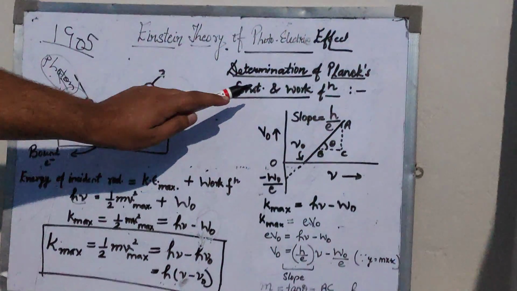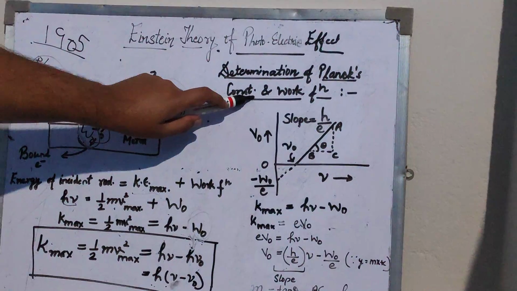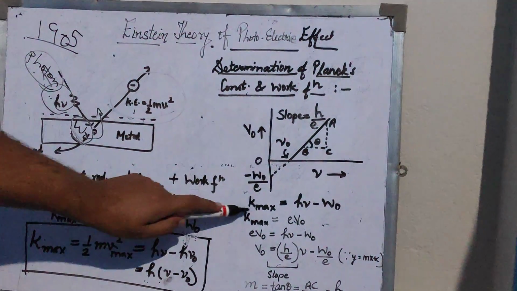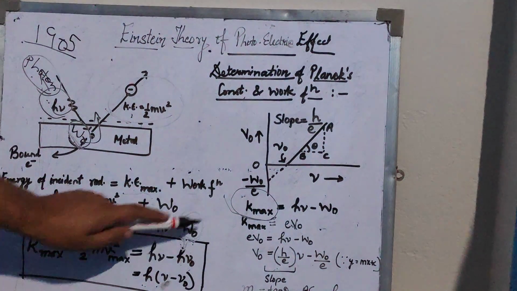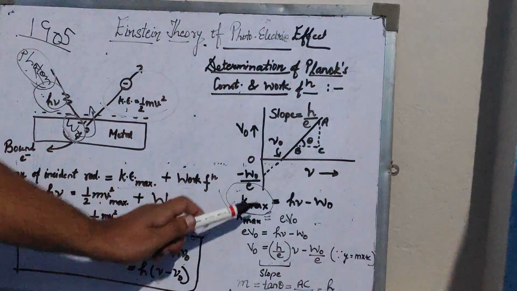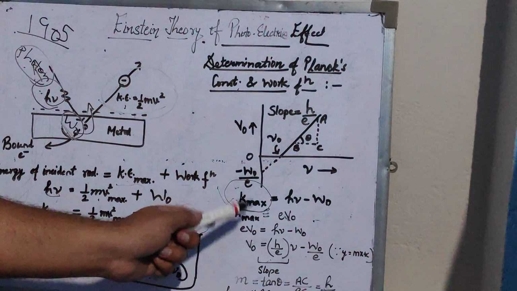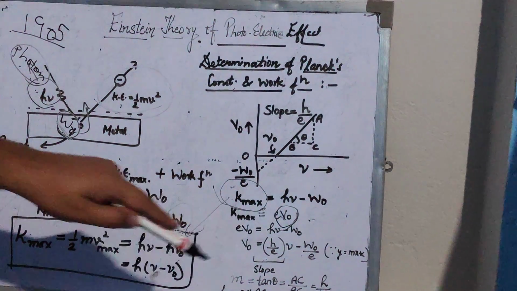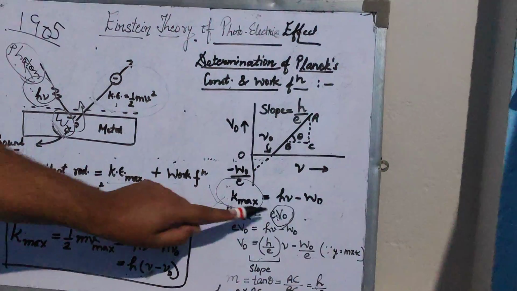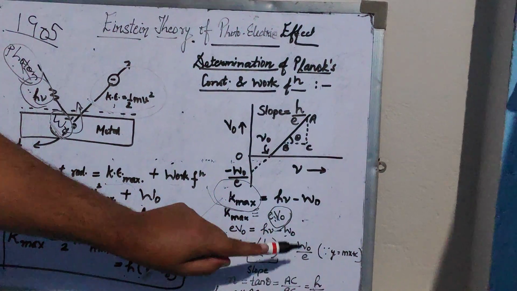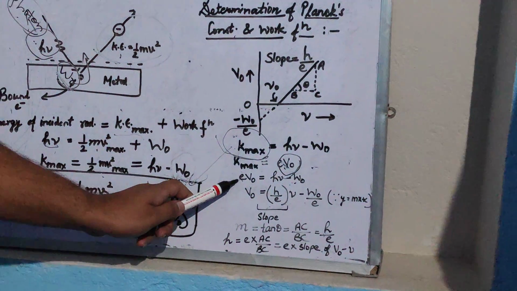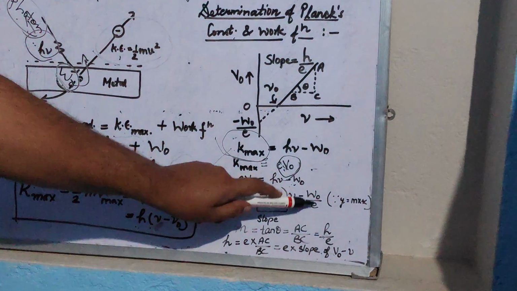Next we have determination of Planck constant and the work function. According to the Einstein equation, the maximum kinetic energy of the electron is given by h nu minus w naught, as we have studied here. This is the Einstein equation. K max is equal to h nu minus w naught, and we know maximum kinetic energy is given by the stopping potential. Stopping potential represents what? The maximum kinetic energy. So K max is equal to e V naught. So replace K max with e V naught is equal to h nu minus w naught. So when we take the e to the other side, it becomes division, then V naught is equal to h by e into nu minus w naught by e.